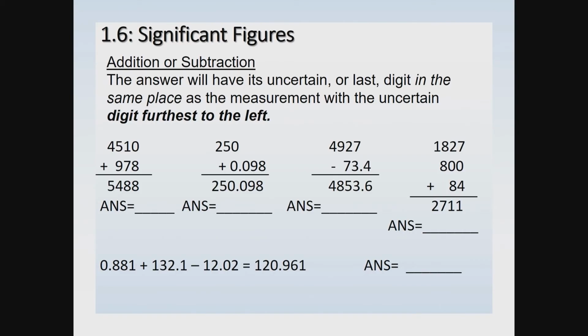Okay, moving on. Addition and subtraction has a completely different rule in that what you have to do is round your answer so that the answer's uncertain digit is in the same place as the measurement's uncertain digit that is furthest to the left. So let's go through a few problems so I can show you that.